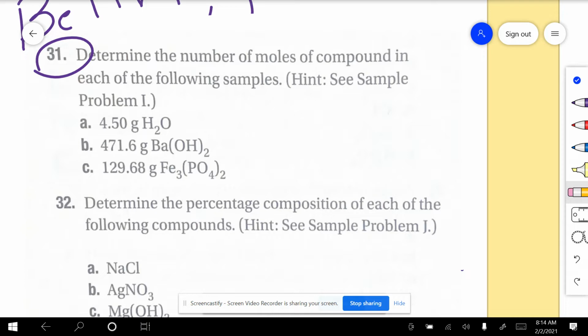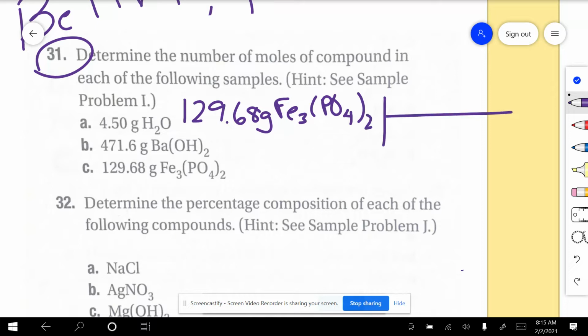Yes? I got 0.64. All right, tell me what you wrote down. I'm going to assume that we got the 129.68 grams here. Okay. 202. Yes, it should be 357. Now here's why. We have 3 irons, so it's 3 times 55.